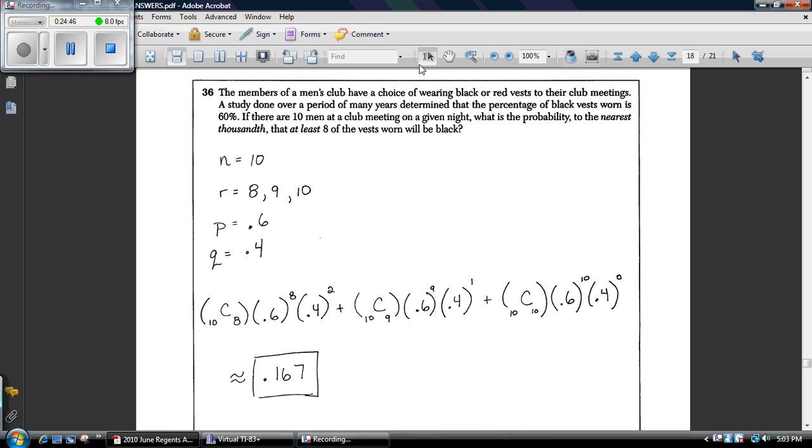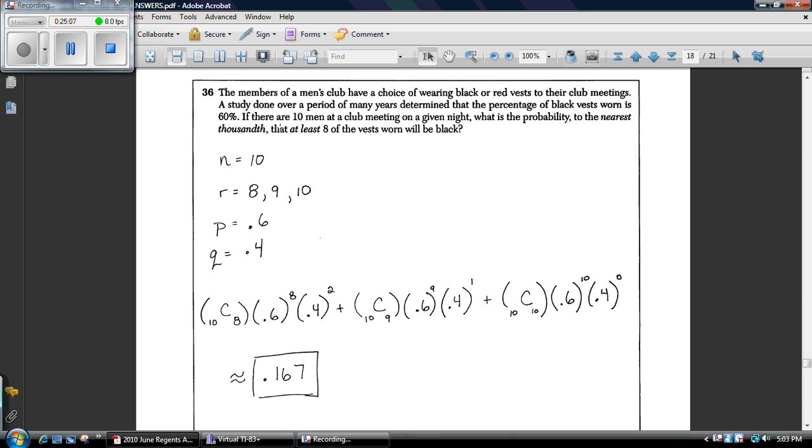Oh boy, study the men's club. Men at a club have a choice of wearing black or red vests at the club meetings. A study done over a period of many years determined that the percentage of black vests worn is 60%. If there are 10 men at a club meeting on a given night, what's the probability, to the nearest thousandth, that at least 8 of the vests will be black?